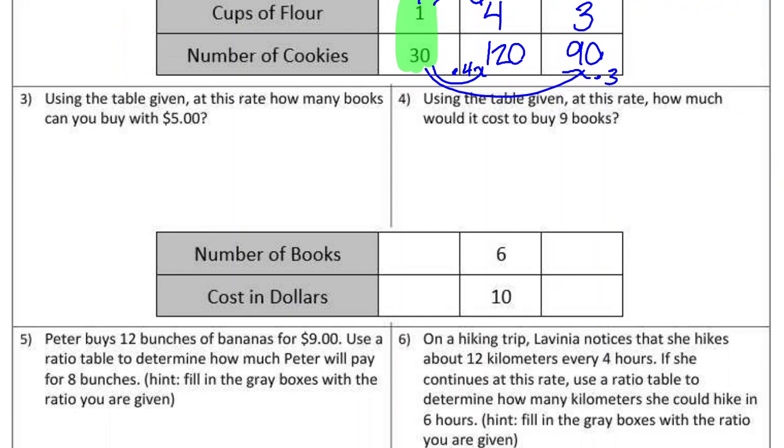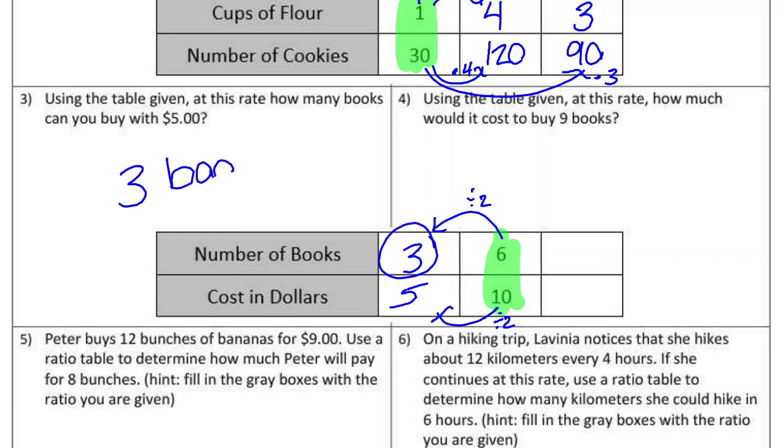Using the table given, at this rate, how many books would you buy with $5? Well, 5 is less than 10, so I'm going to put it here. Here's my original ratio. I'm going to deal with that. And I'm actually going backwards, so they're asking me to simplify this. How could I get from 10 to 5? Divide by 2. Divide by 2. And I get 3. So I get 3 books. Go ahead, pause, see if you can do number 4.